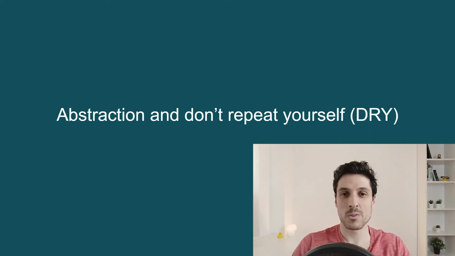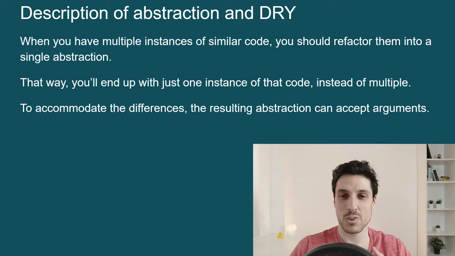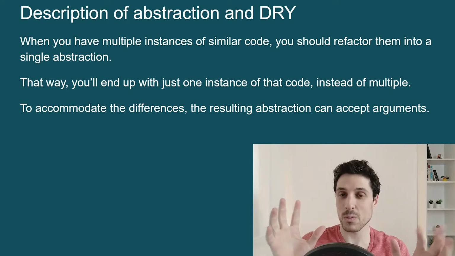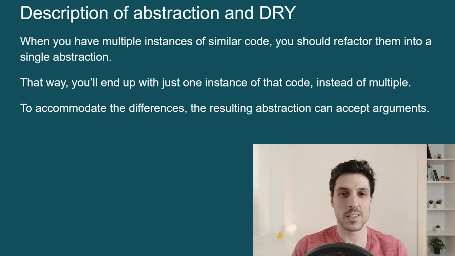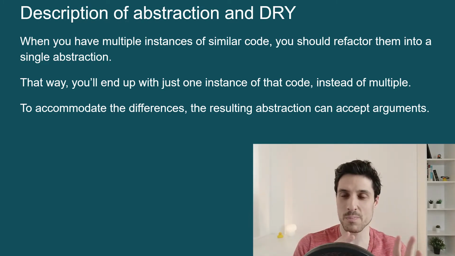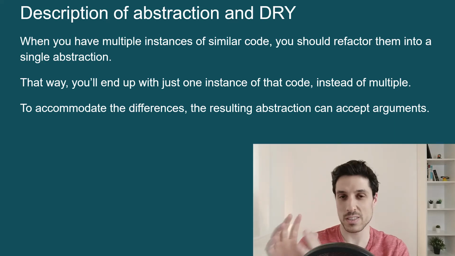And in this video, we're going to look at abstraction and don't repeat yourself. So what is abstraction and don't repeat yourself? Generally in code, when we have multiple instances of code doing similar things, we want to refactor them into a single abstraction. So instead of having the multiple ones, we have one now. If they do exactly the same thing, that's fine. We can just have a single abstraction and not accept any arguments. But if they do slightly different things, then we accept arguments for the differences.